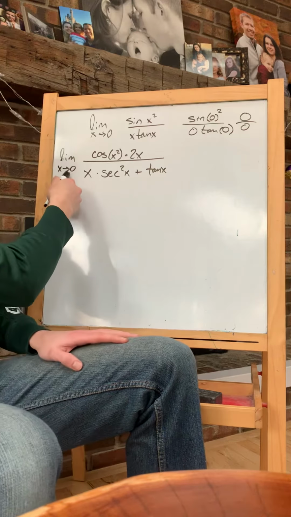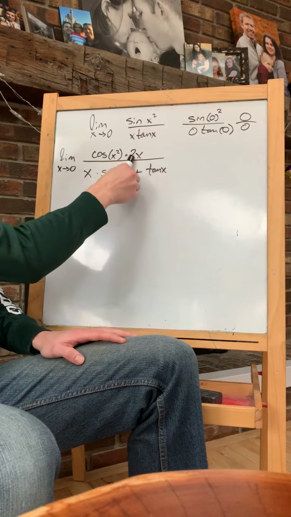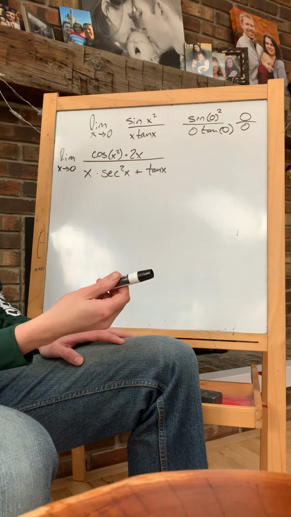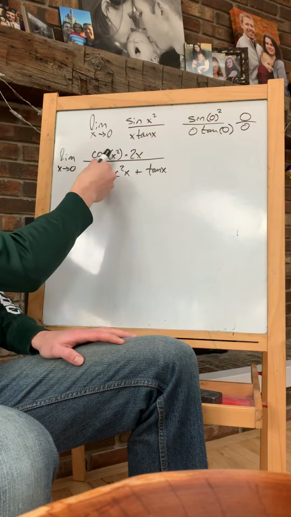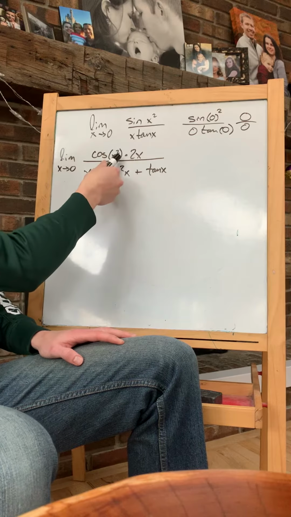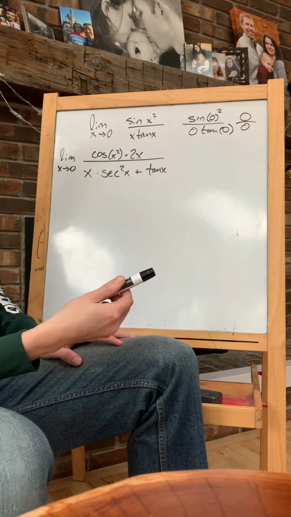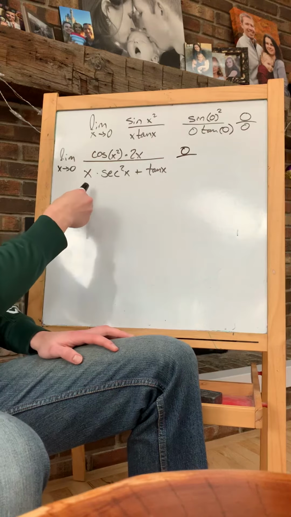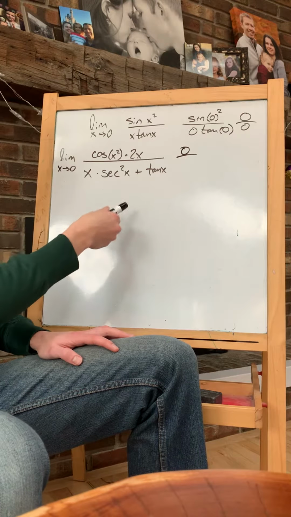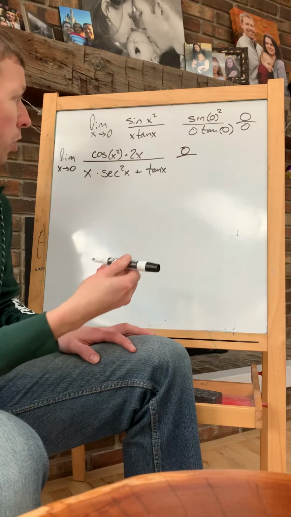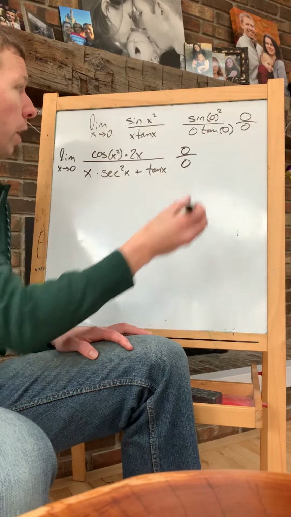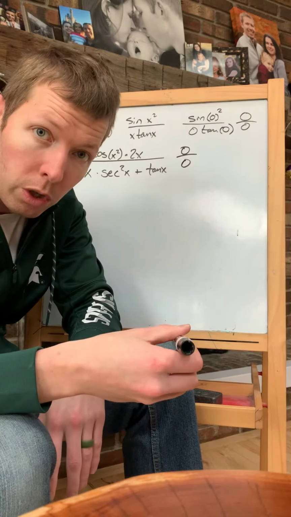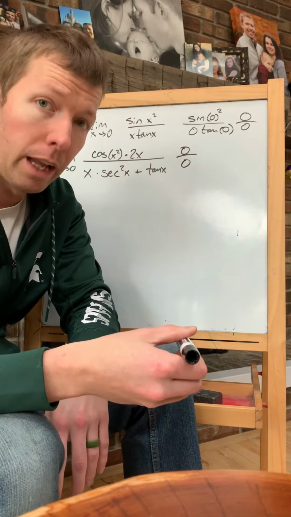If we plug in 0 into this thing, multiplying by 2x is going to mean that this becomes 0 no matter what, right? So I'm going to have the cosine of 0 squared, which is 0. Cosine of 0 is 1, but it's being multiplied by 0. So my numerator is once again 0, and my denominator is going to be 0 times 1, plus the tangent of 0, which is just going to be 0 again, which means that we have another indeterminate form. So we're going to use L'Hopital's rule again.